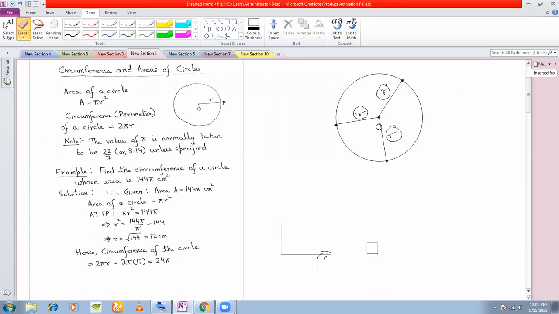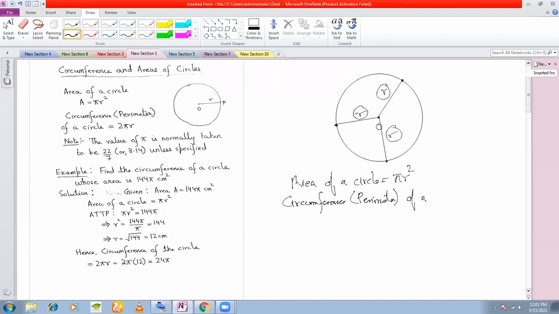Okay. Let us now come to the formula for area of a circle. Last year also I mentioned, area of a circle is pi r square. And circumference or perimeter of a circle is 2 pi r.